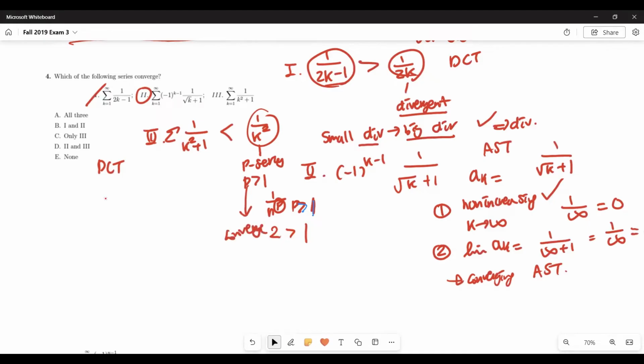And if you remember the direct comparison test, the big one has to converge to say the small one converges. Since 1 over k squared is the bigger one and it converges, you can say the small one actually converges too. So 3 is also right. So the answer for this question is D.